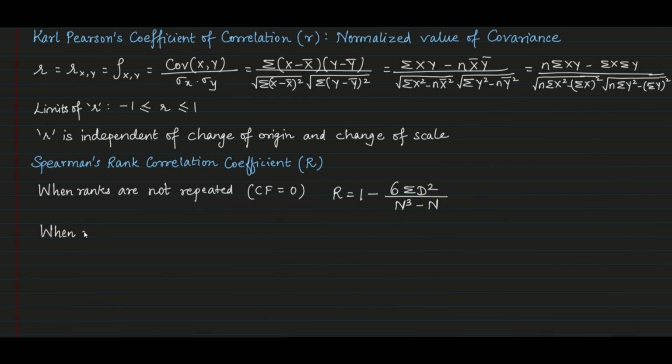When ranks are repeated, R is equal to 1 minus 6 times summation d square plus correction factor, the whole upon n cube minus n. Remind you that this 1 minus is outside the fraction.